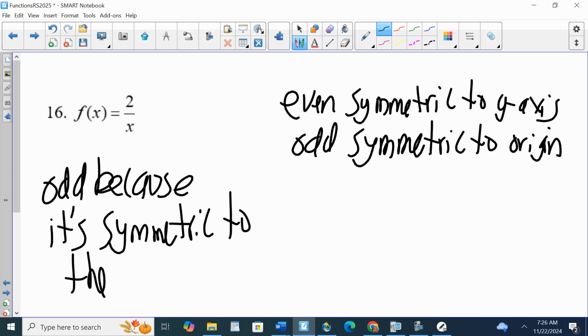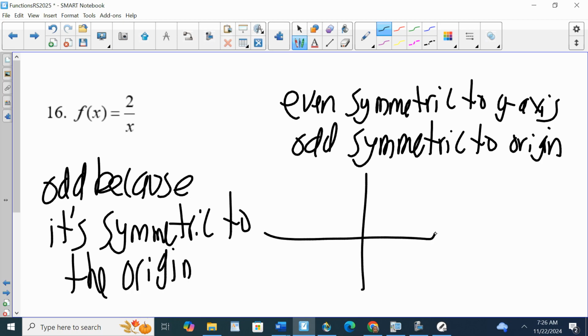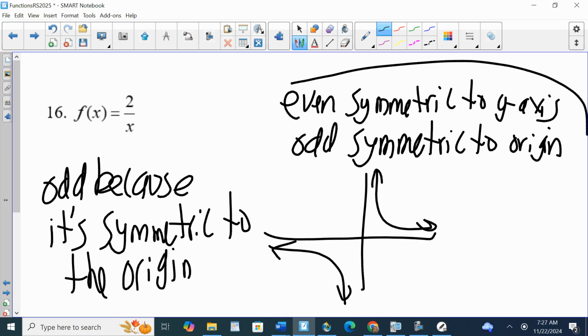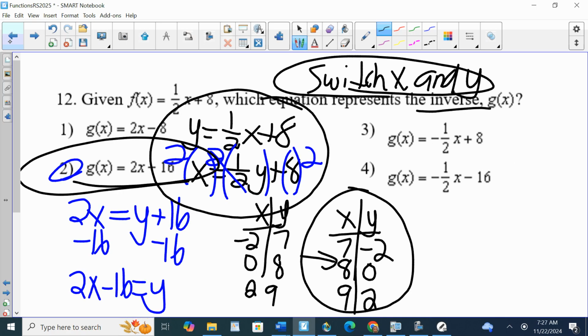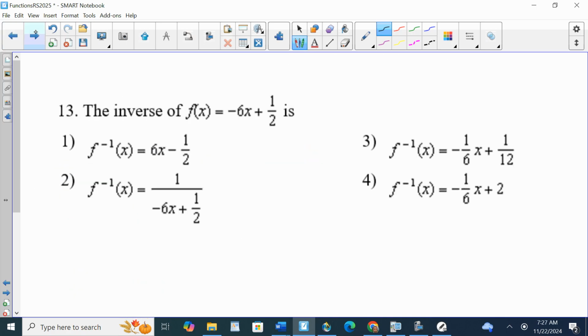to the origin. Again, including a sketch would be great. That's how we do even, odd, or neither. Even, symmetric to y-axis. Odd, symmetric to the origin. Inverse, switch x and y, switch x and y.